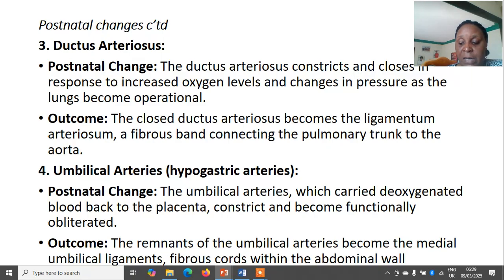So with these few remarks, I think we have come to the end of the story. Oh, I have not said that the umbilical vein will become the ligamentum teres. And the hypogastric arteries are the remnants of the umbilical arteries, which will be seen as umbilical ligaments within the abdominal wall. So that is in brief the postnatal changes after fetal circulation.